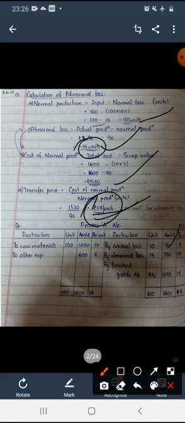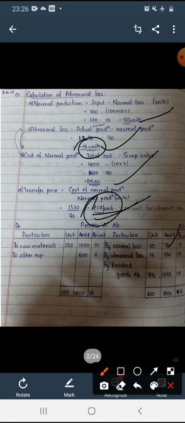Next, there is only one account, process account, only one process is there under this problem. So the balance you have to transfer to the finished goods account. If there is any other process, process B, you would transfer for the next process. There is no other process, only one process under this problem. So the balance you have to transfer to the finished goods account.